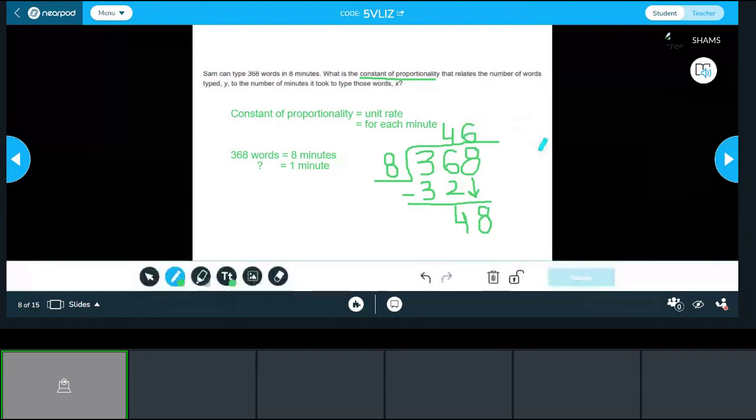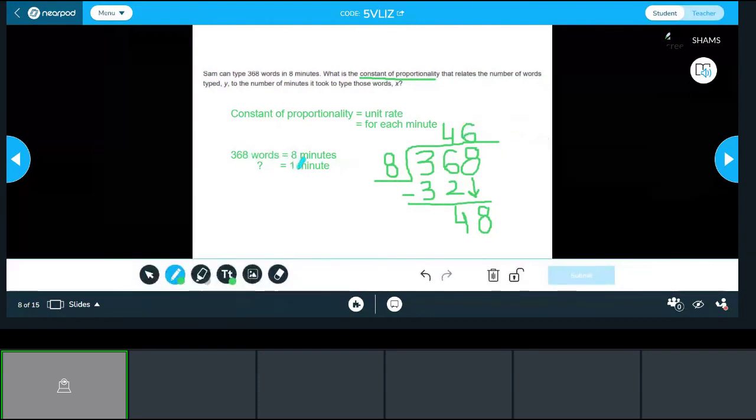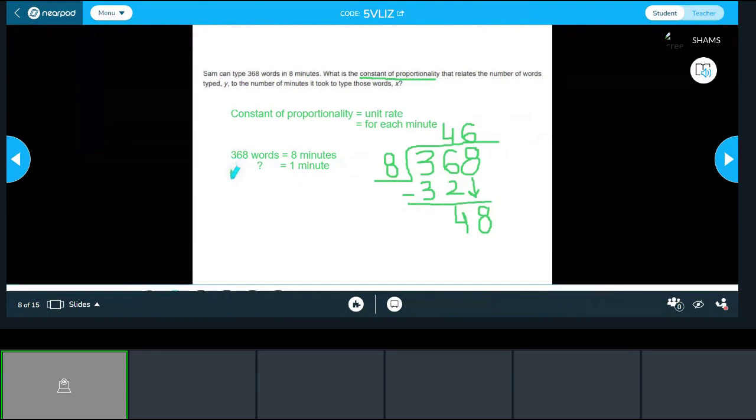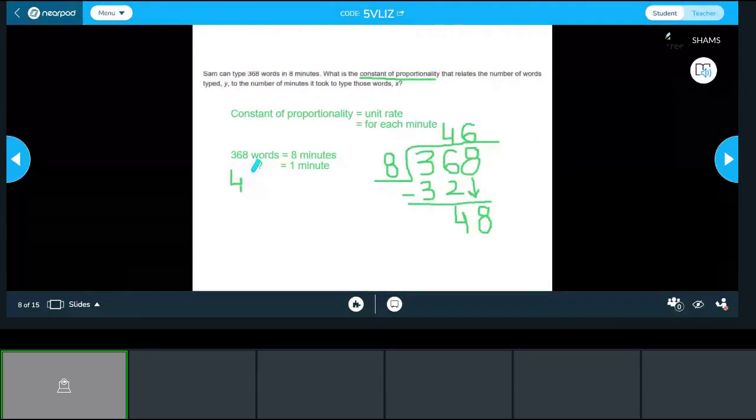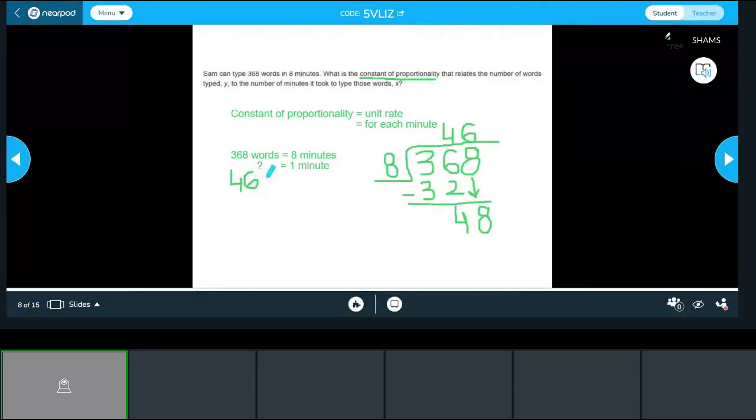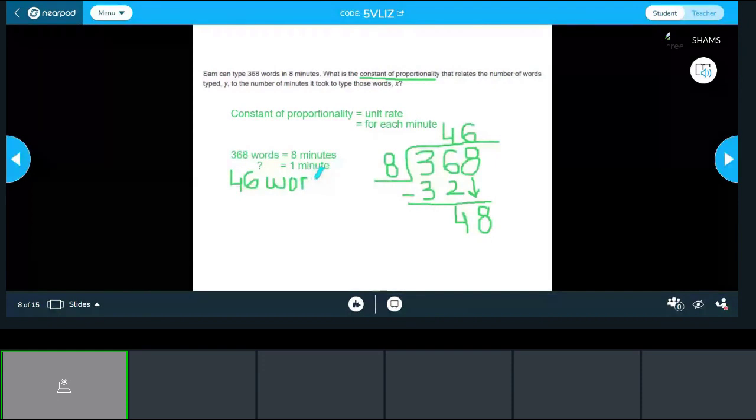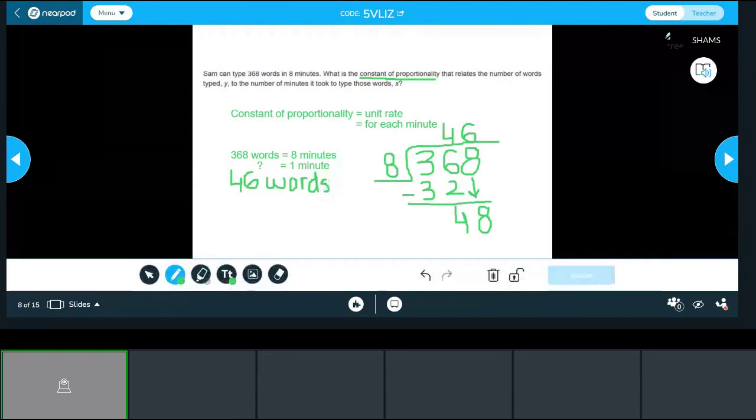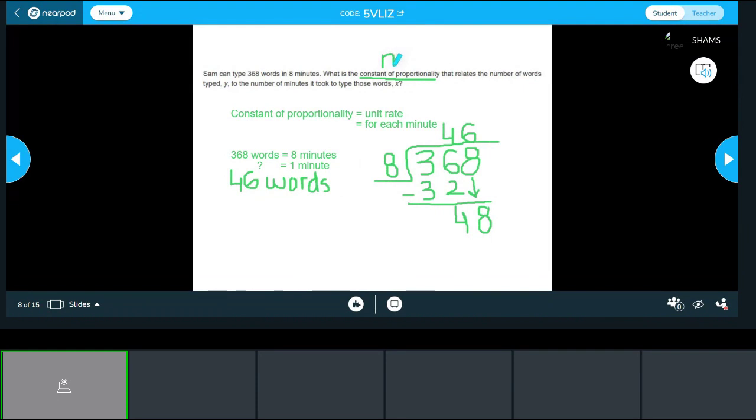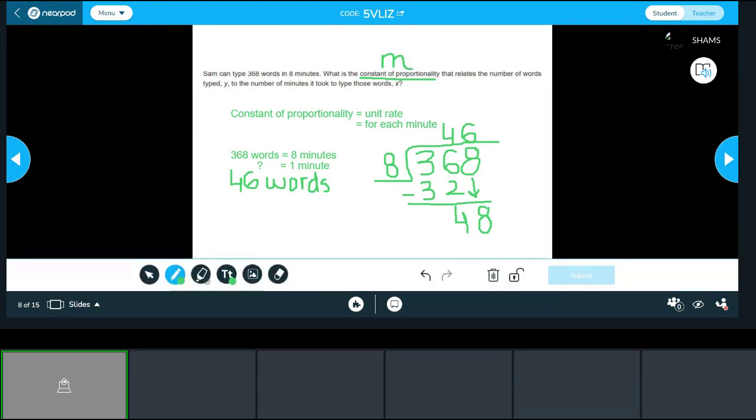So there we go. I can say that in 1 minute, Sam can type 46 words. That is the correct answer. Sam can type 46 words in 1 minute. Therefore, the constant of proportionality is 46 words per minute. If you look at the equation y equals mx plus b, the constant of proportionality is the part that is m. That is why I chose to solve the question using the green pen.